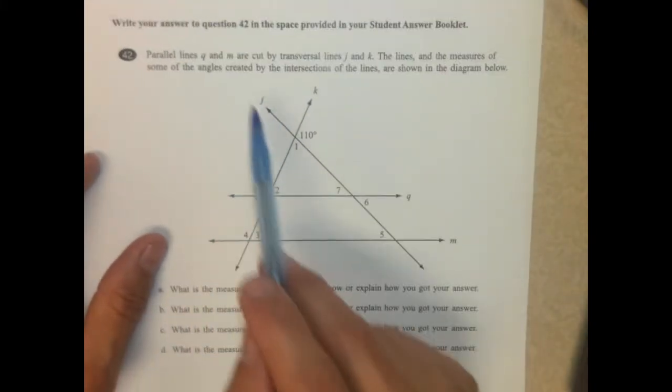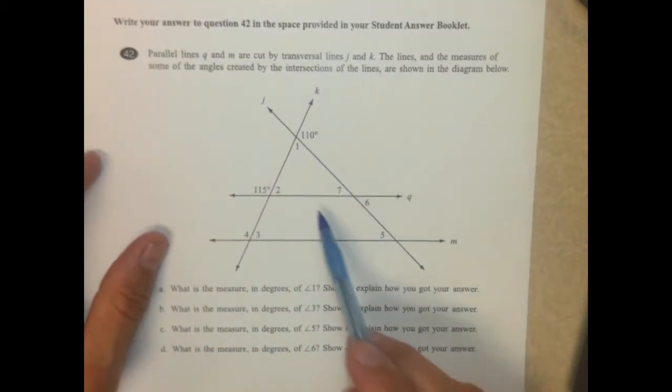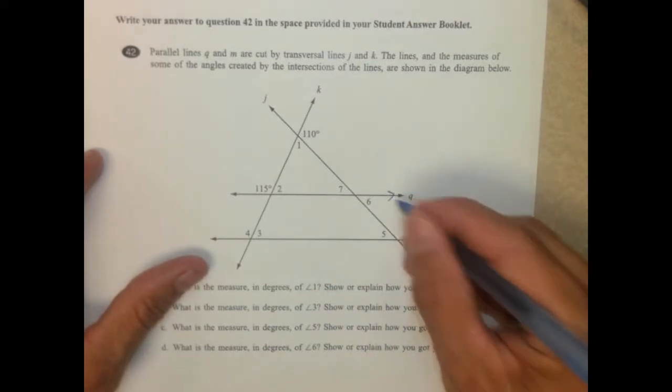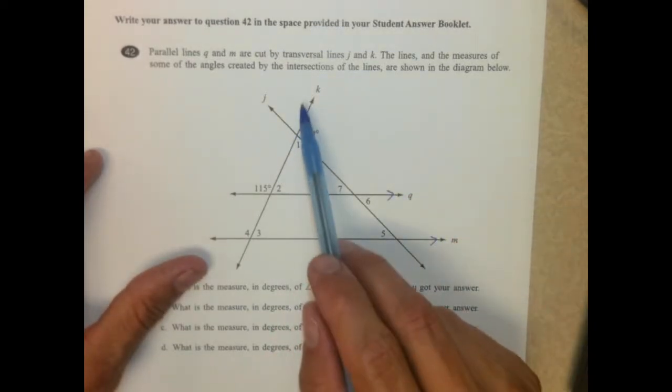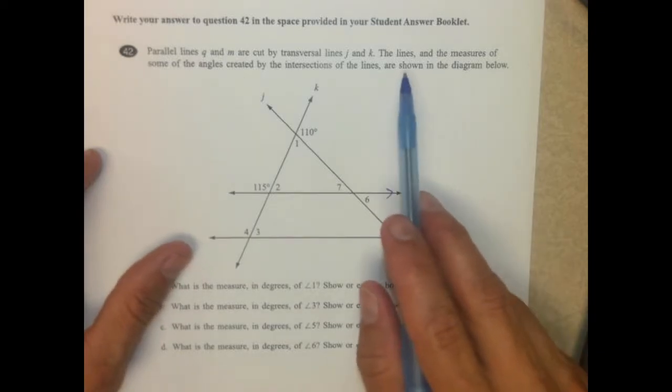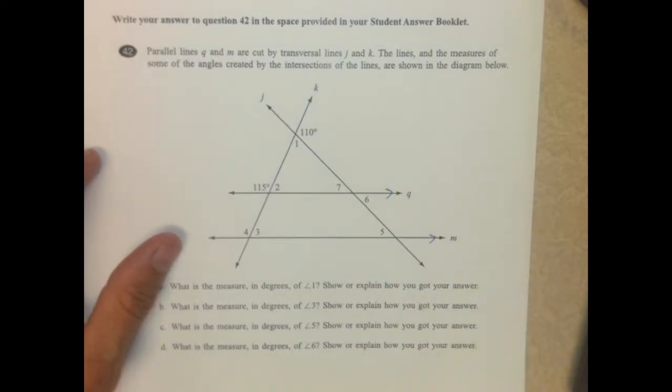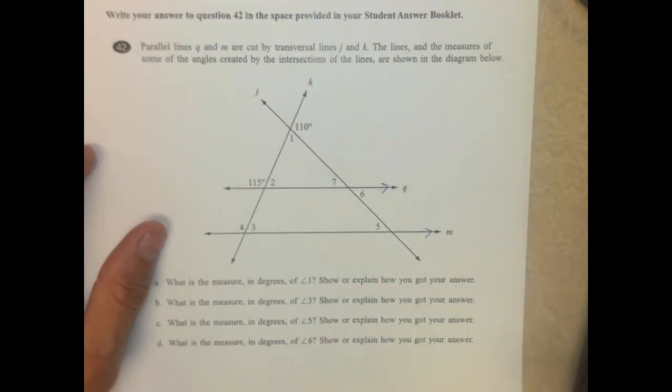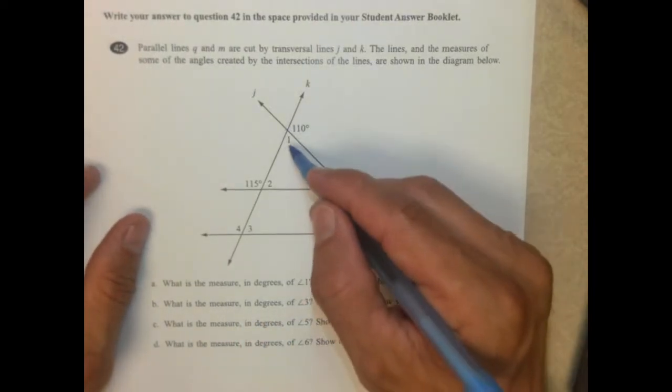Parallel lines Q and M are cut by transversals J and K. So these are parallel, Q and M. I'm going to go ahead and show that. Transversals J and K. The lines and the measures of some of the angles created by intersection lines are shown below. So we're given some of the information here. Okay. What is the measure in degrees of angle 1? So we're looking for this one.